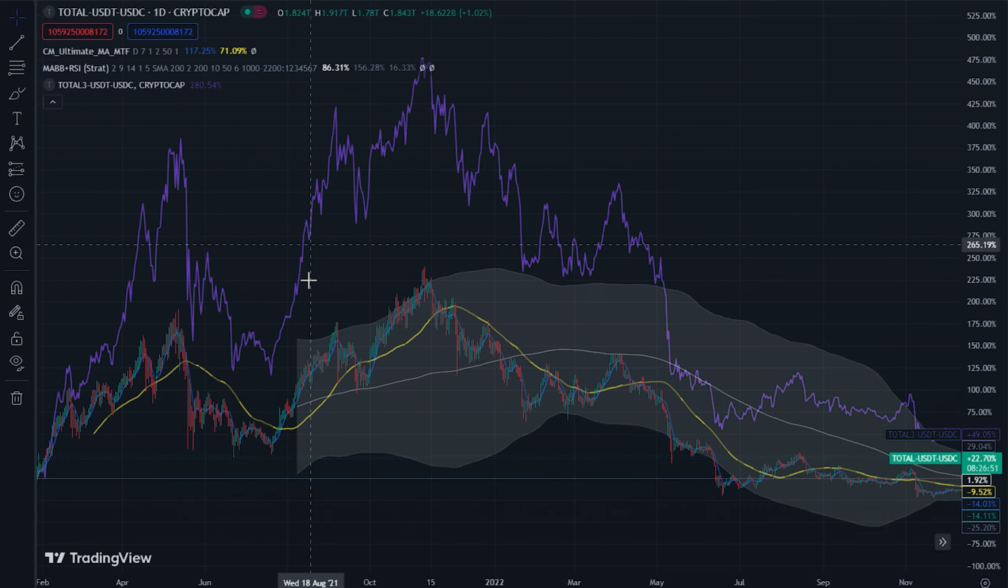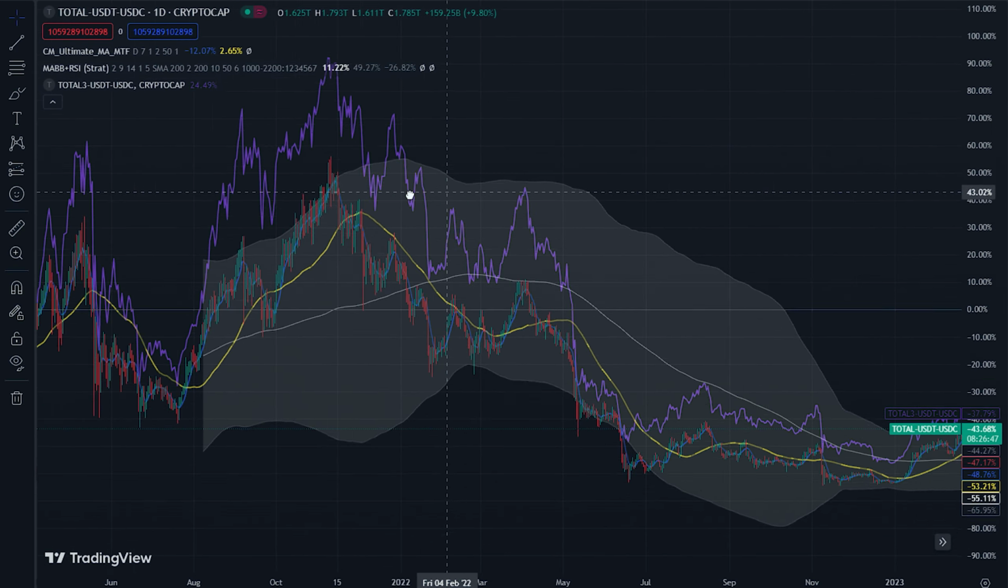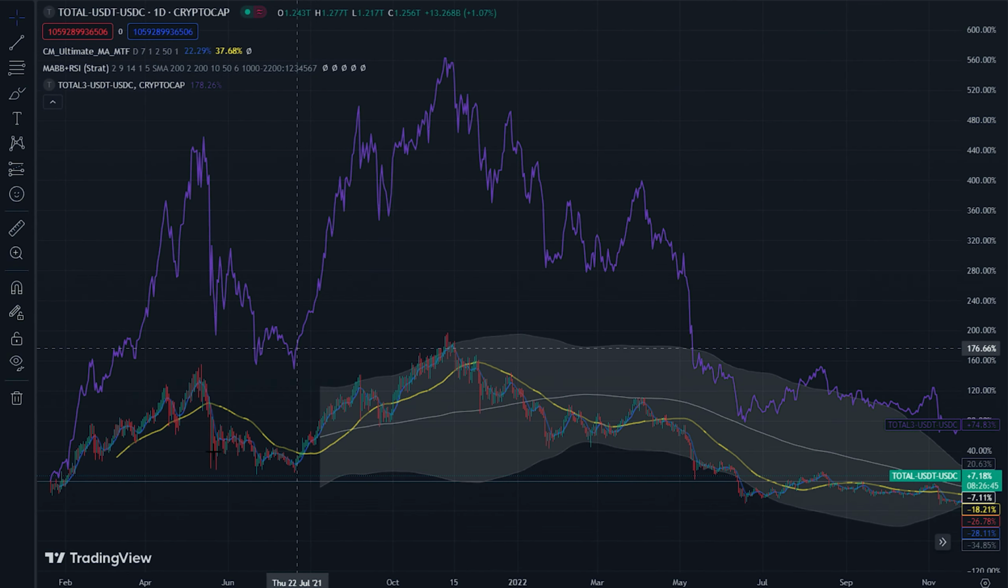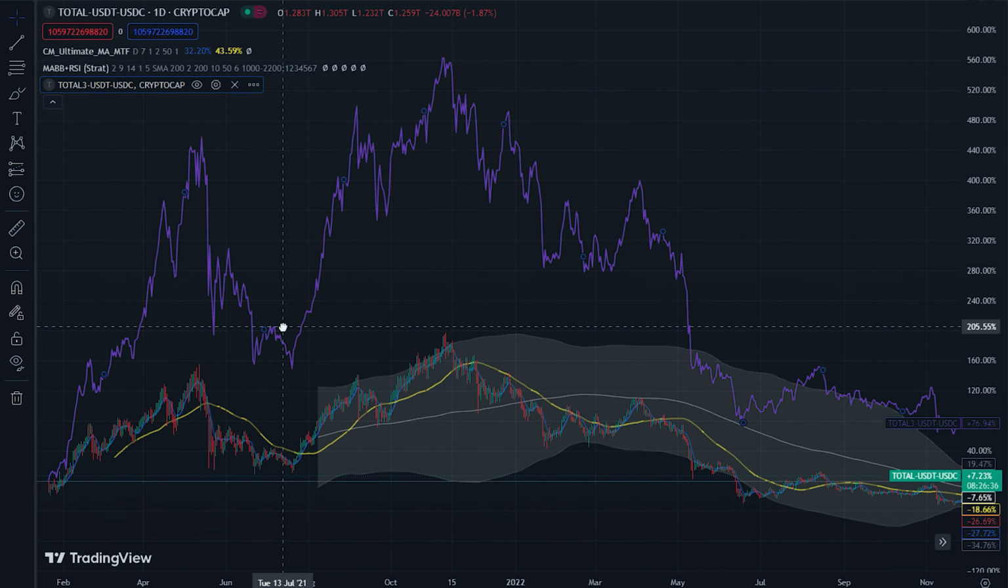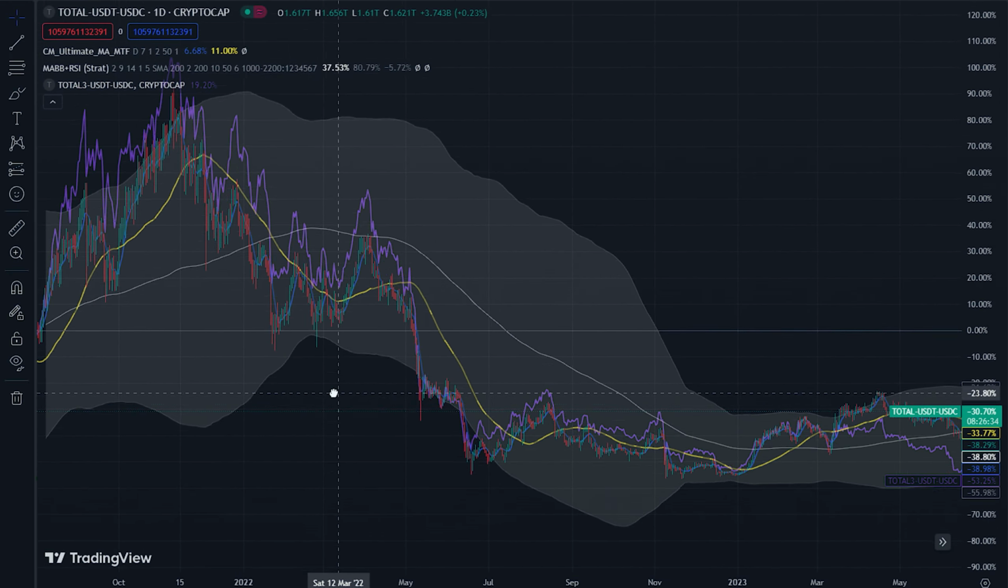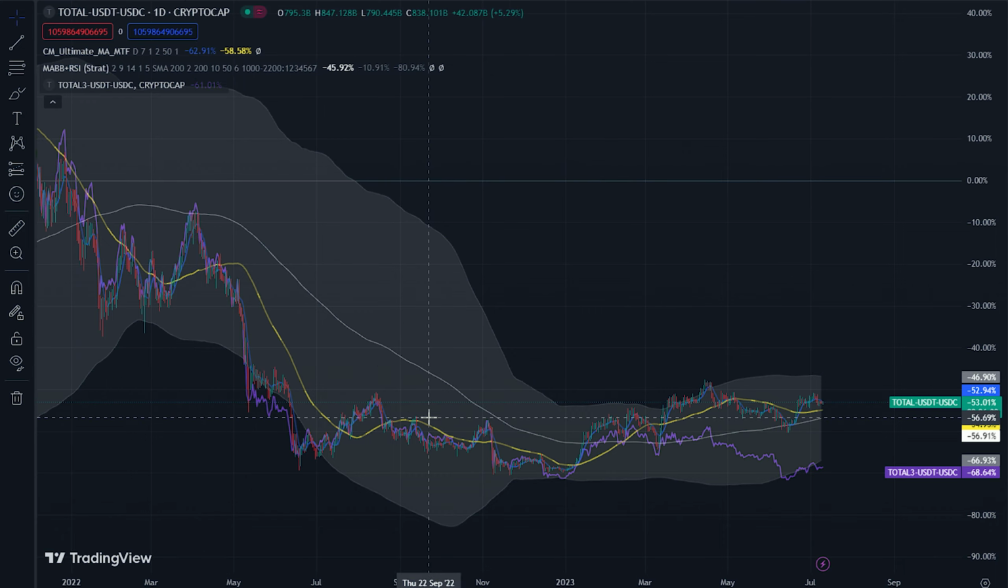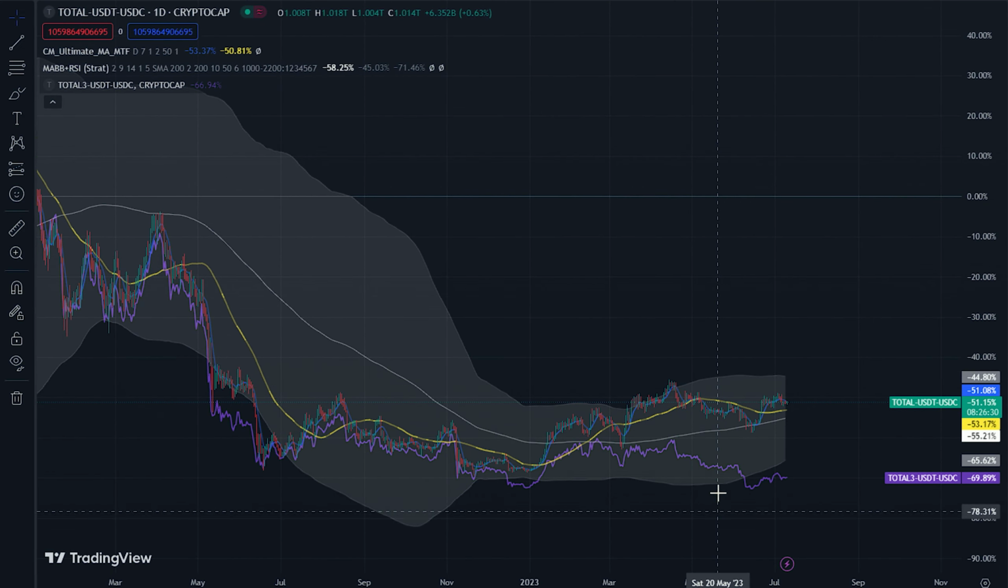So yeah, again, total 3 here. No ETH, no BTC. Outperformed total 1 during the good times, and then during the poor times, like since basically 2022, it's underperformed. You'd be better off holding Bitcoin, basically.